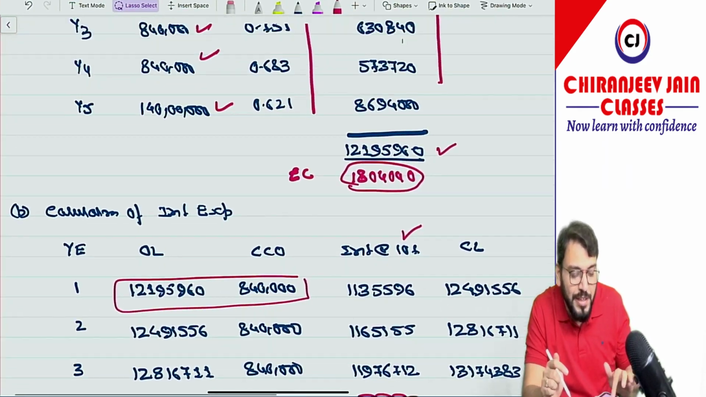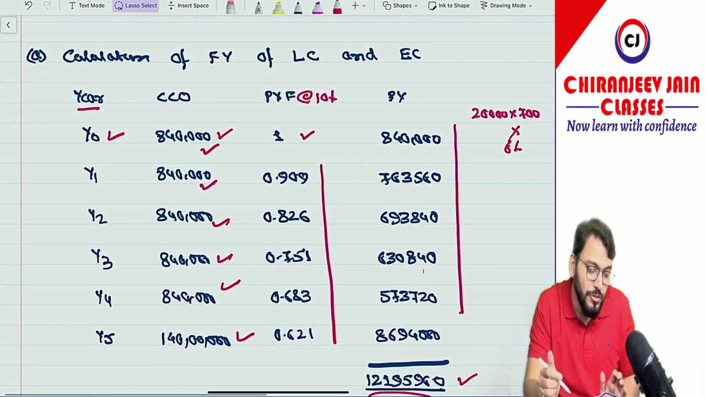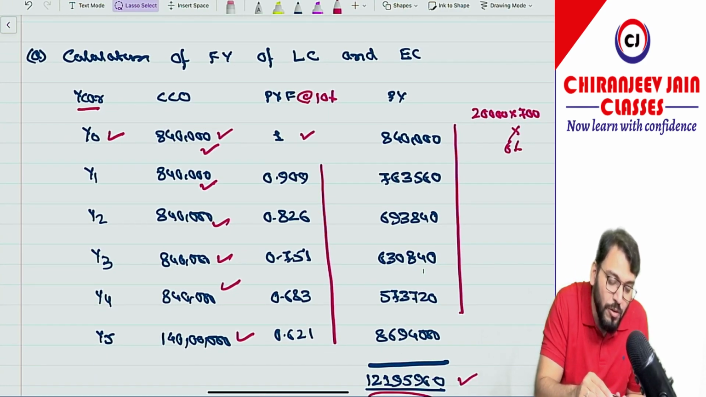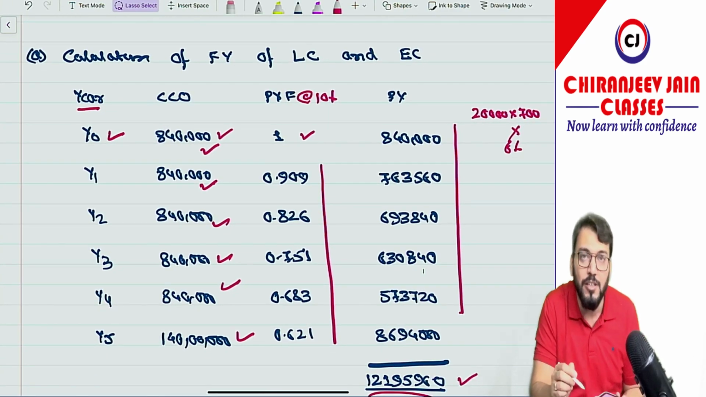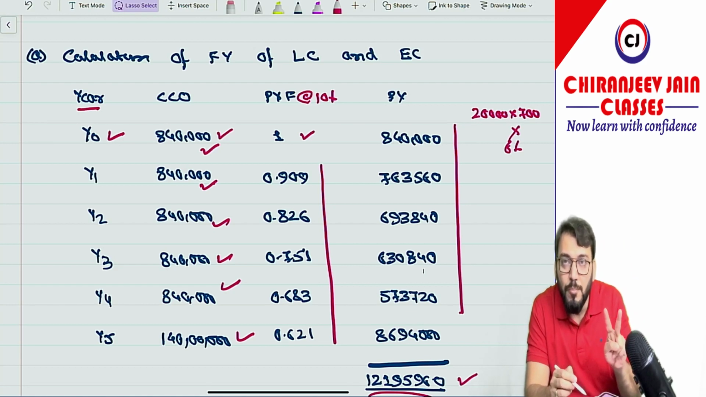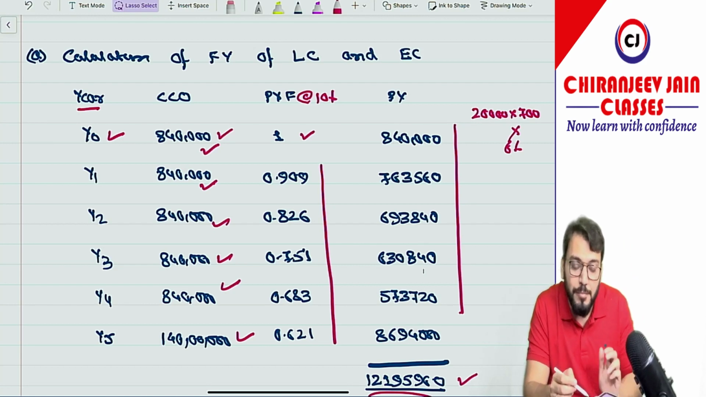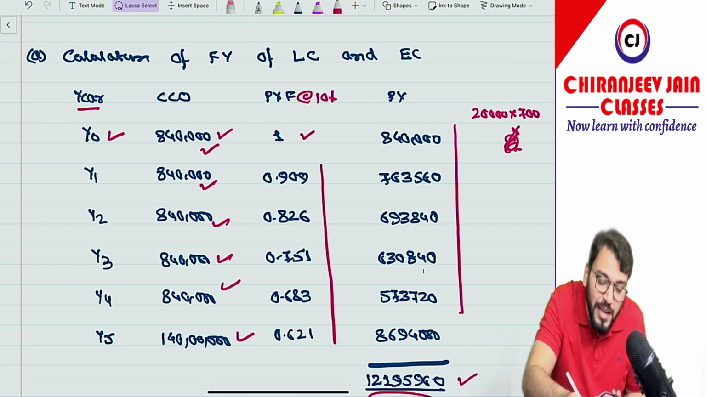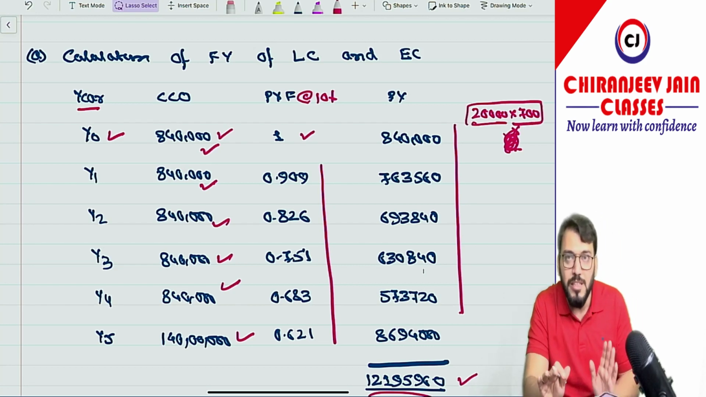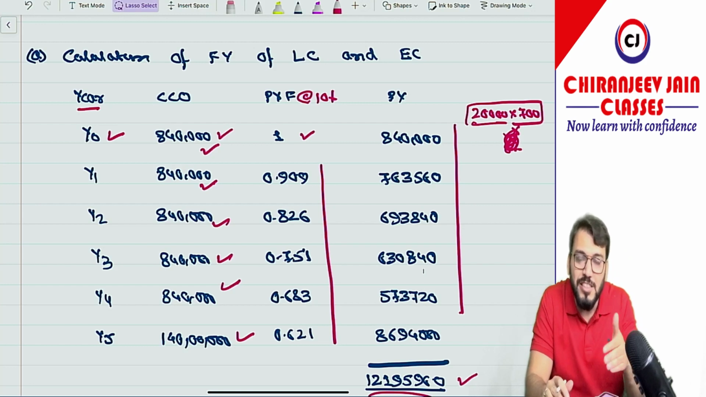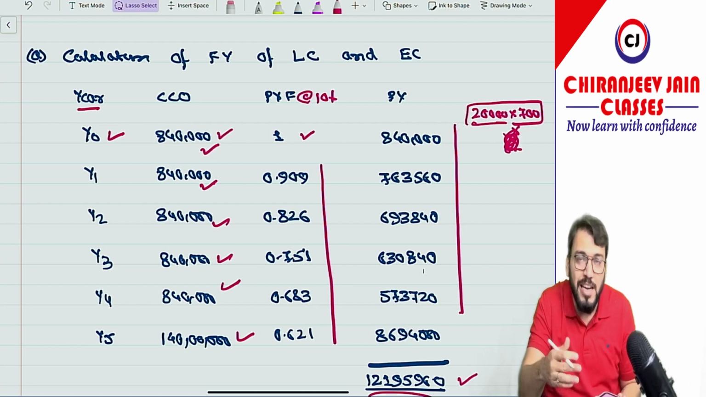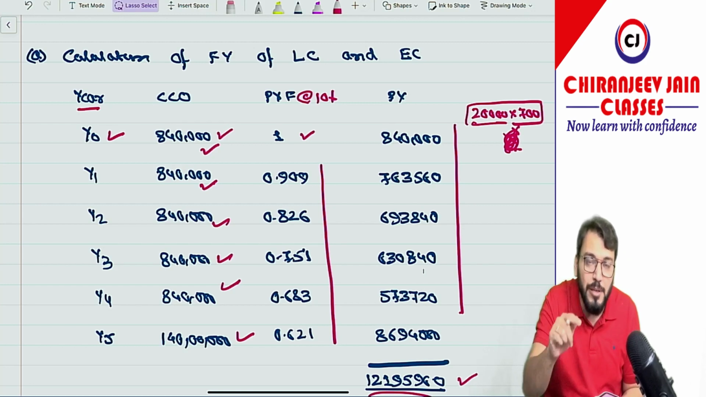This calculation I have already done to save my time. You can see the calculation of fair value of liability component and equity component. There are 20,000 bonds into 700, which becomes 140 lakh. 140 lakh is the principal amount, the nominal value. On that, 6% will be 8,40,000. So 8,40,000 is the interest payment at the beginning of each year.